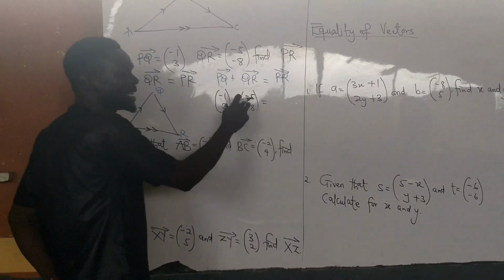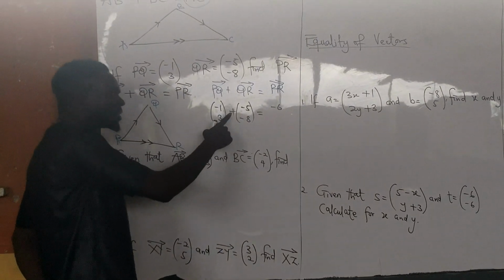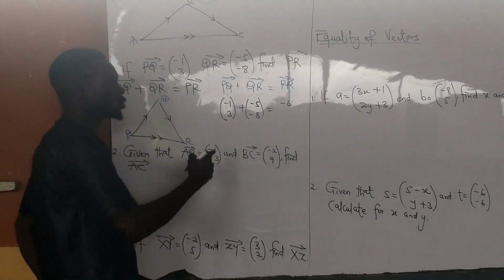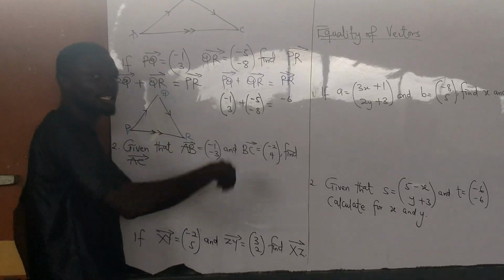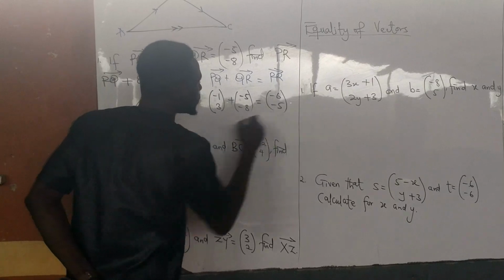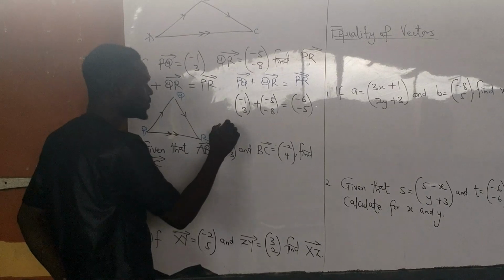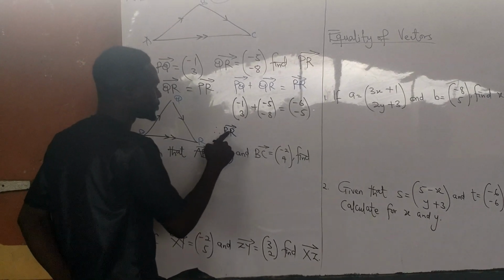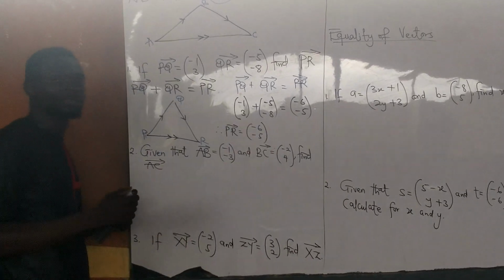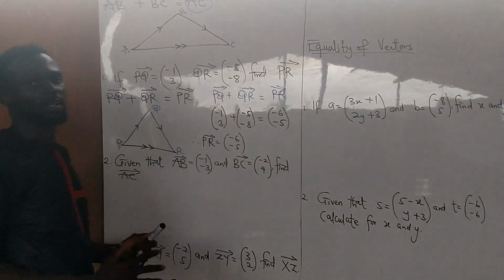Negative 1 plus negative 5 will give you negative 6. Then 3 plus negative 8. When this meets, it gives you a negative. So 3 plus negative 8 is the same as 3 minus 8, which will give you negative 5. So this vector is the vector PR. So therefore, the vector PR is equal to negative 6, negative 5. And that is how we calculate the resultant vector.